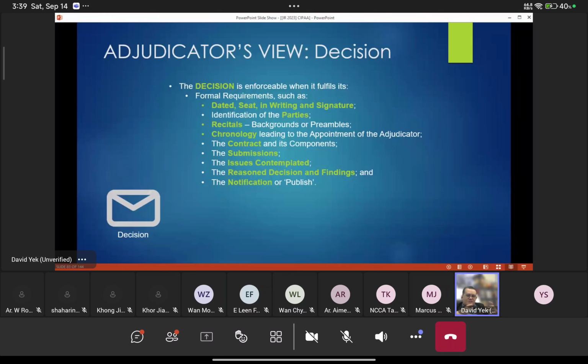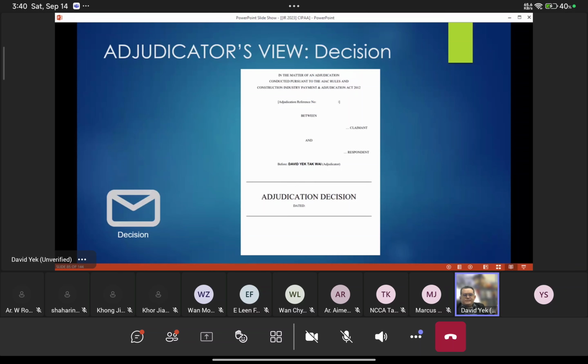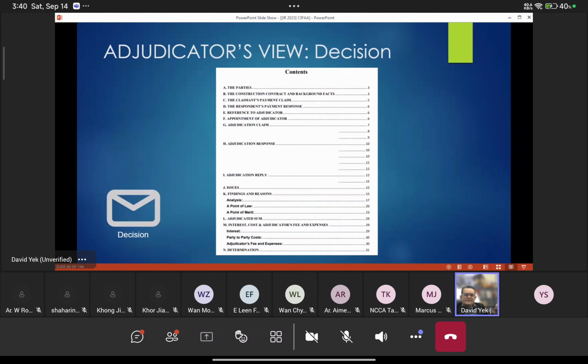All right. Then after that, after you have written everything, then you have to notify the parties. Sometimes we call this publishing your award. Right. So this is what it means. Okay, the decision is enforceable only when it has contingency, it has completeness, it has certainty, finality, enforceability, jurisdiction, and so on. Okay, this sounds very foreign, but I will attempt to answer one by one. Okay, so this is generally how the first page of your adjudication looks like. And these are the contents.